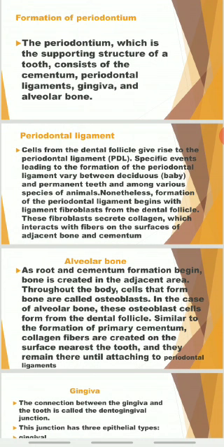Collagen fibers are created on the surface nearest to the tooth, and they remain there until attaching to the periodontal ligaments. These alveolar bones at last attach to the periodontal ligaments, as we see here.